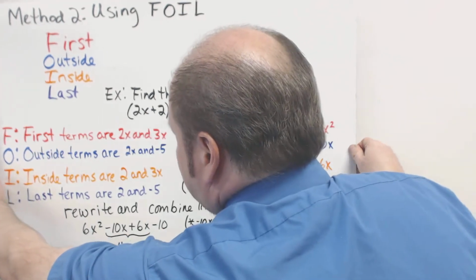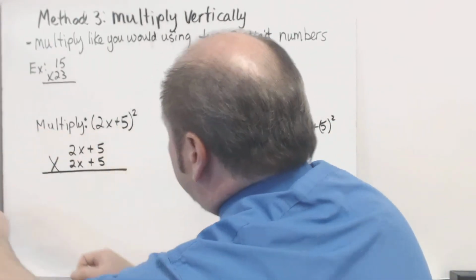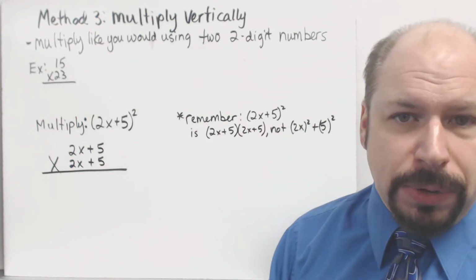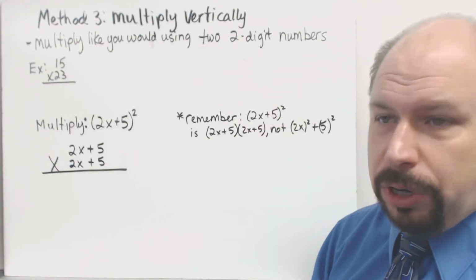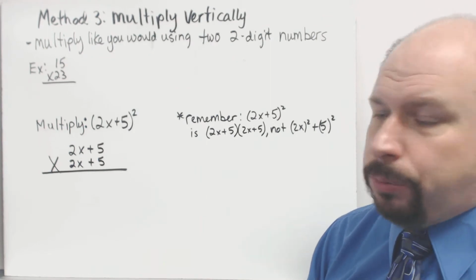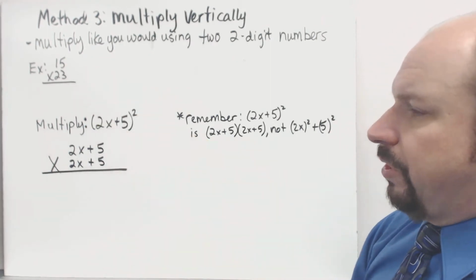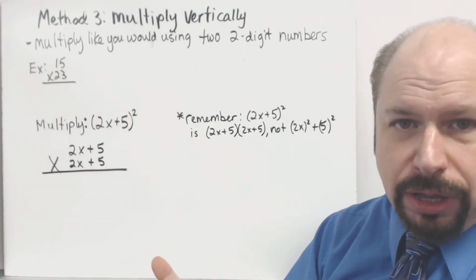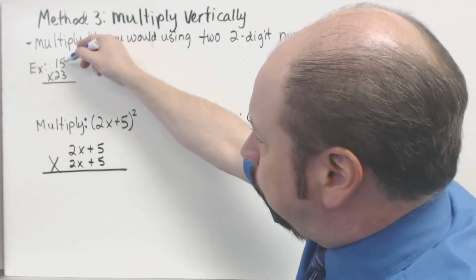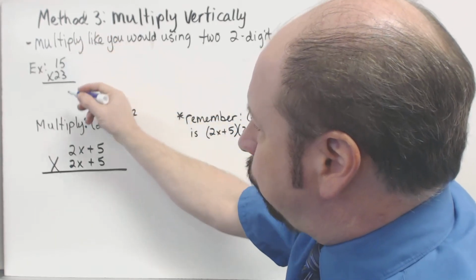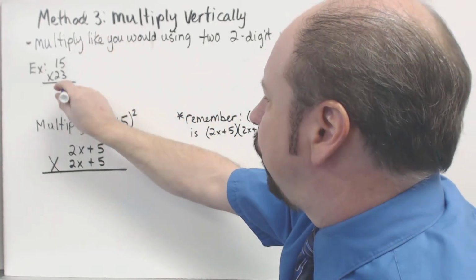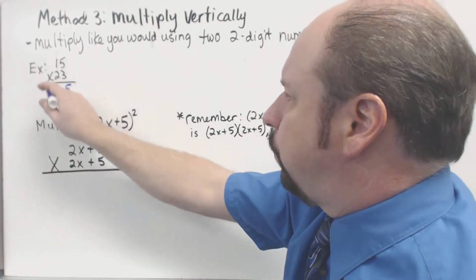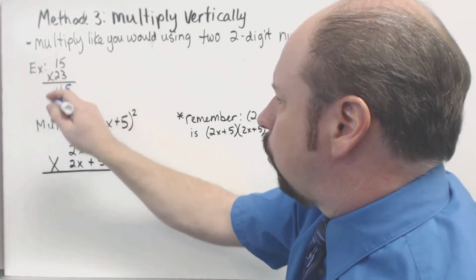Okay, our last method that I will show you is multiplying vertically. Multiplying vertically might seem a little intuitive if you remember how to multiply two two-digit numbers together. So first, let's look at this example. If we take 15 times 23 and we line them up like that, remember we go 3 times 5, which is 15. So we would write the 5 and carry the 1. And then 3 times 1 is 3 plus 1 is 4.